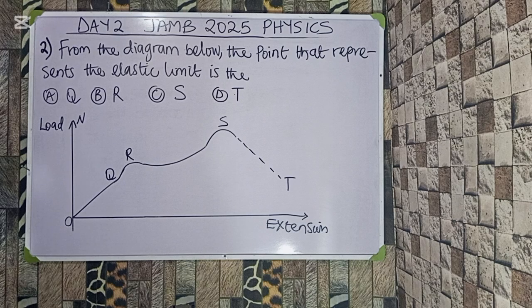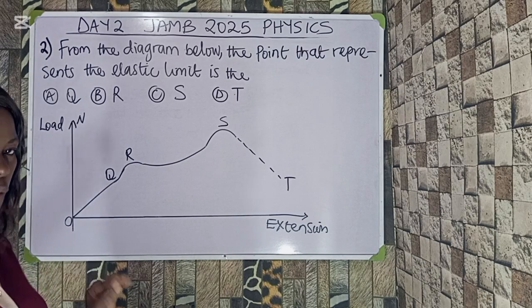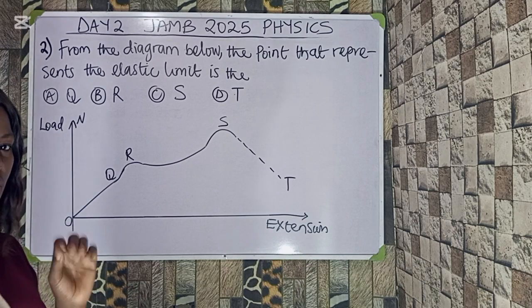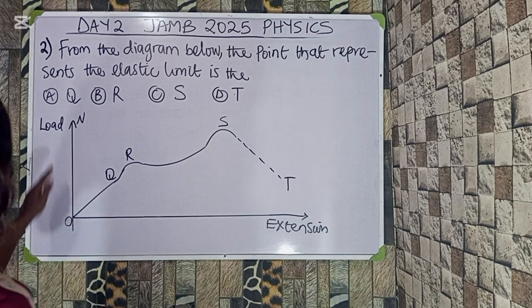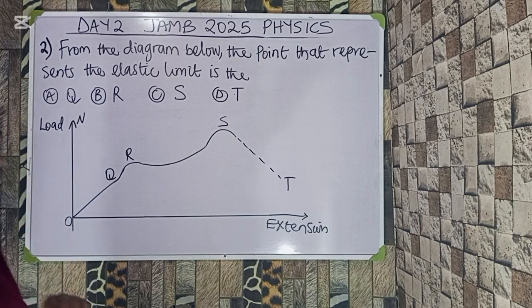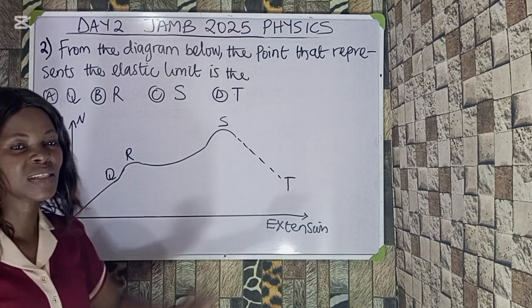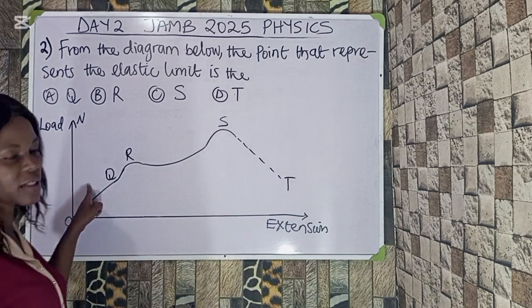Question 2. From the diagram below, the point that represents the elastic limit is the what? We have option A, Q, option B, R, option C, X, option D, T. For you to be able to choose the correct option from this diagram, you have to understand it very well. Now this is under elastic properties of solids. This is the load, while this is the extension.